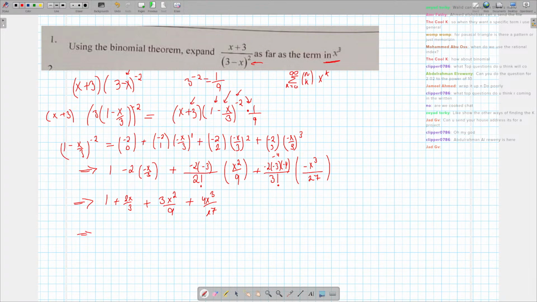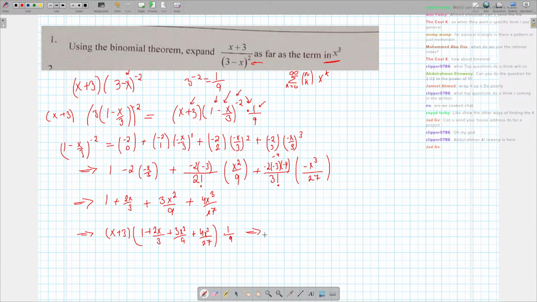Okay, so it's going to be x plus 3 times 1 plus 2x over 3, plus 3x squared over 9 plus 4x cubed over 27. Remember we have this times 1 over 9. You can choose to keep the times 1 over 9 to the end, or you can distribute it directly now and then continue distributing. To make our life easier, I'm going to distribute the times 1 over 9 to this x plus 3.